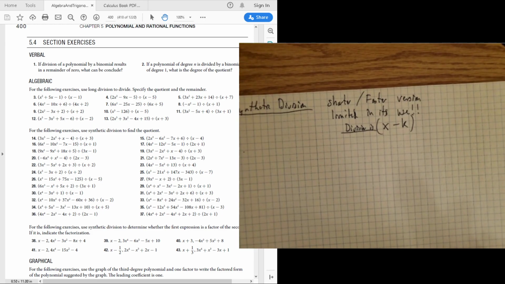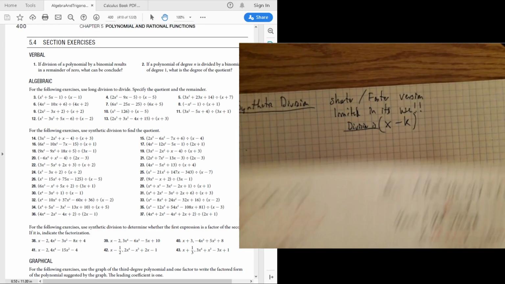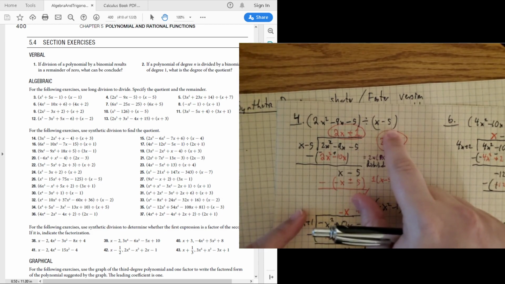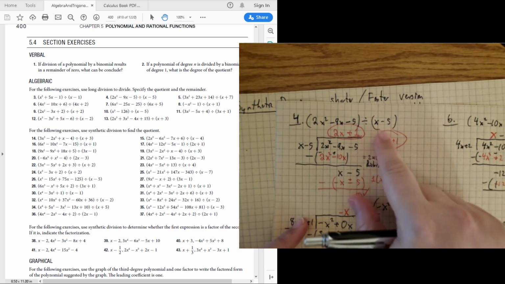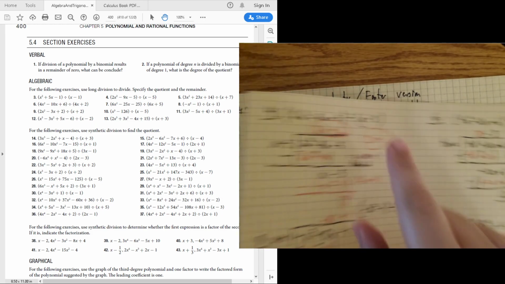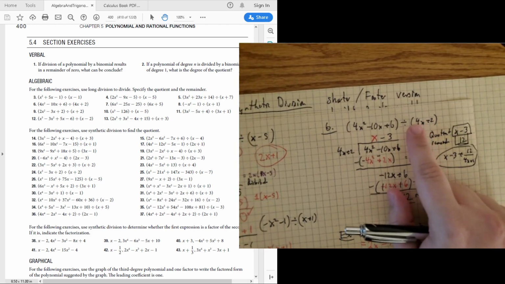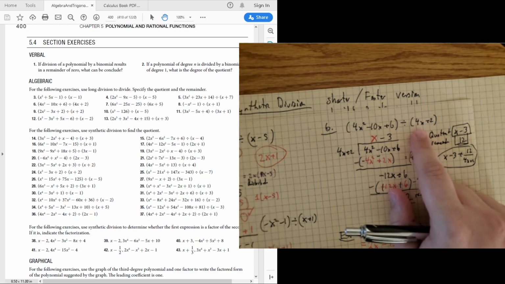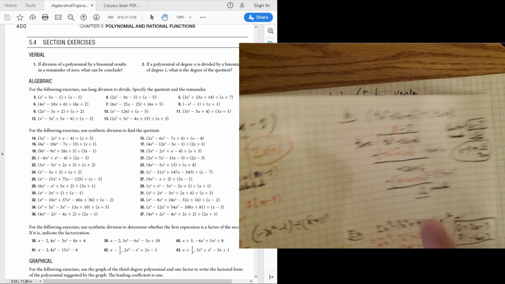So if we look back at the problems we've already done, in theory, on number 4, we could have used synthetic division instead of long division, because it's x minus 5. In this case, my k would be 5. But on number 6, that's not possible, because we have 4x plus 2. That 4 gets in the way. It's not possible to do synthetic division directly with this method.